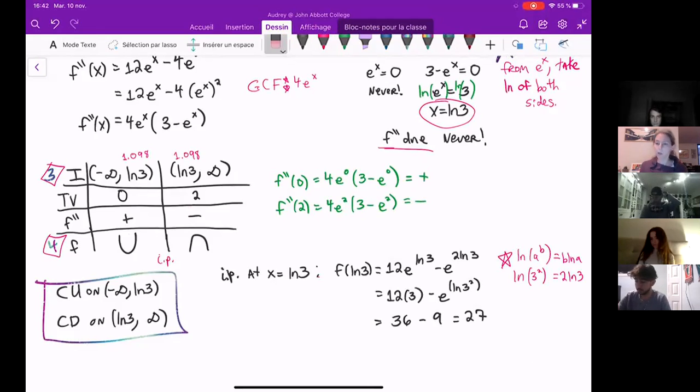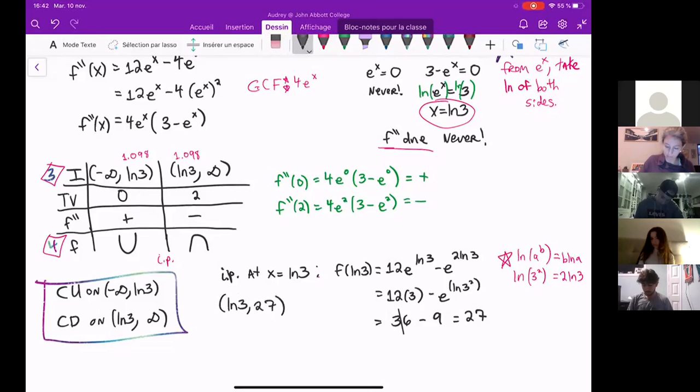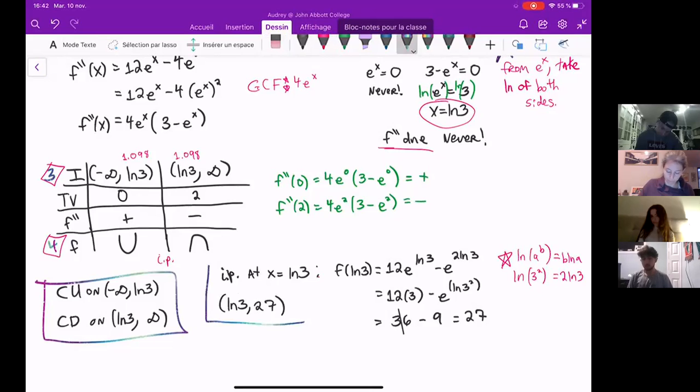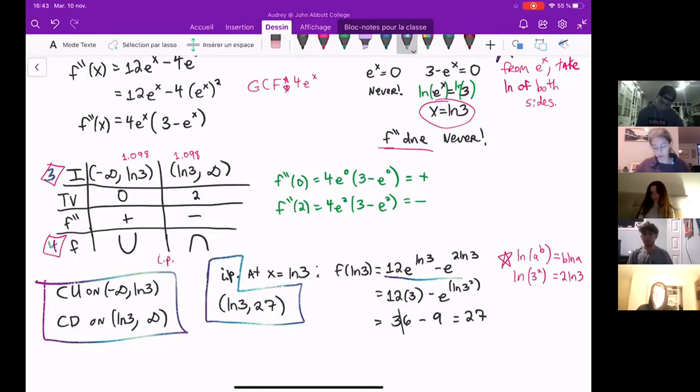Right? So you can plug that into your calculators, but it is good to have some intuition as to how the e's and lns work together. So my inflection point then is at (ln 3, 27). And I am expecting you to give me a 27 and not just this. Okay, are there any questions about that?